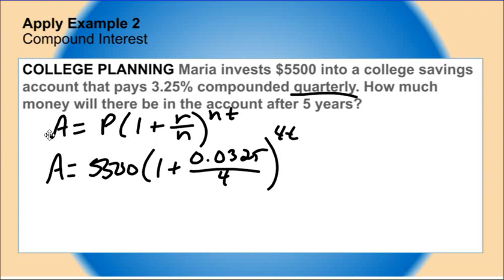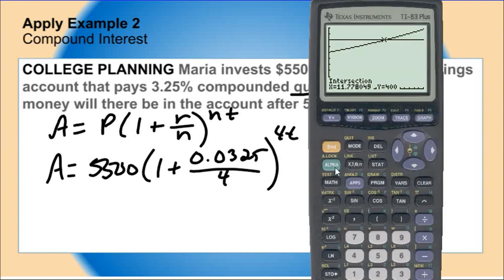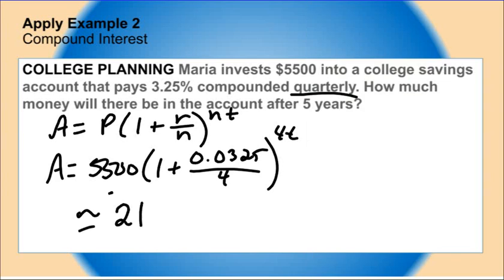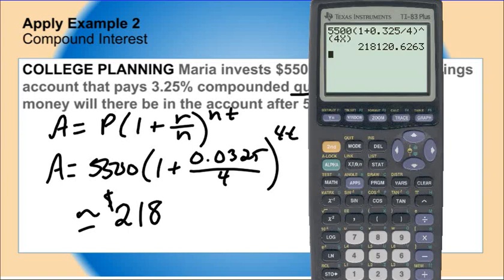Now we use our calculator here. So I'm just going to type in 5,500 parentheses 1 plus 0.325 divided by 4, end parentheses, raised to the 4x power in parentheses, and hit enter. You can see our amounts. We'll do it to the nearest cent, which will make this 218,120 and 63 cents.